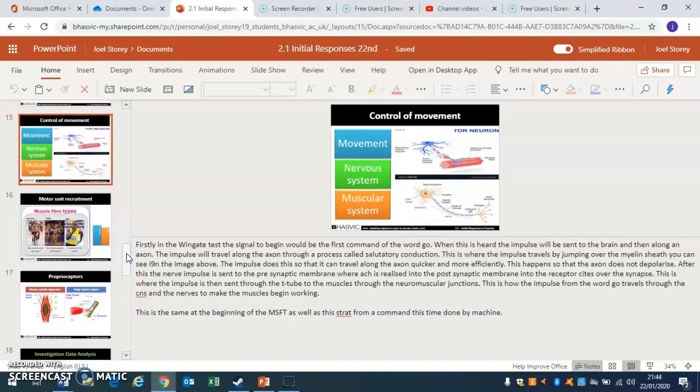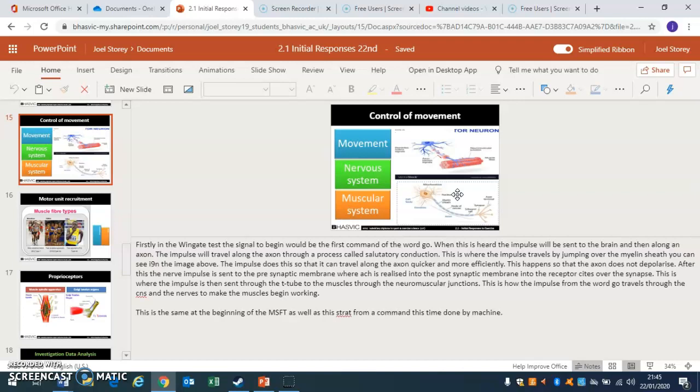Firstly, control of movement. In the Wingate test, the signal to begin would be the first command of the word go. When this is heard, an impulse will be sent to the brain and then along an axon. This impulse will then travel along the axon through a process known as saltatory conduction. This is where the impulse travels by jumping over the myelinated sheath, as you can see here in the image above. The impulse does this so it can travel along the axon quicker and more efficiently.